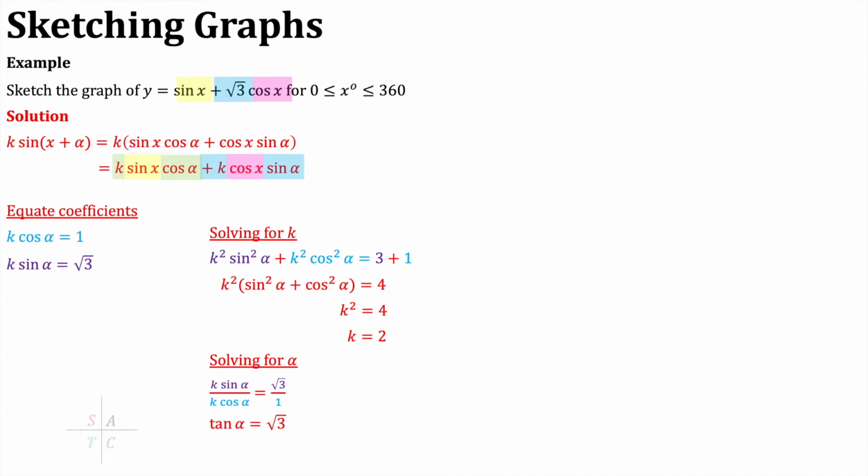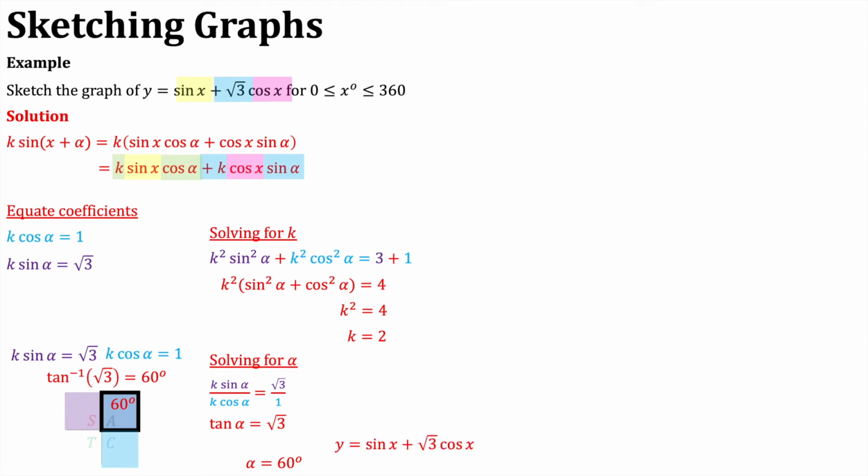So I can use my CAST diagram. If I look at my equation involving sine, I can see it's positive. So the answer there would come from the first or second quadrant. And if I look at my equation involving cos, it's also positive. It will come from the first and the fourth quadrant. So you can see there that my answer will come from the first quadrant. So alpha is inverse tan of root 3, which you should know is an exact value, and that is 60 degrees. Okay, so alpha is equal to 60 degrees.